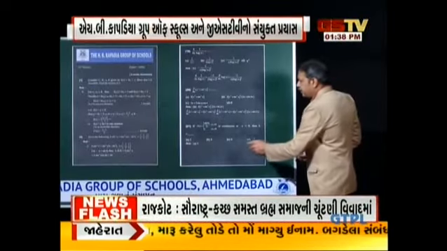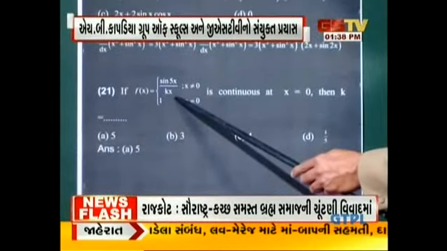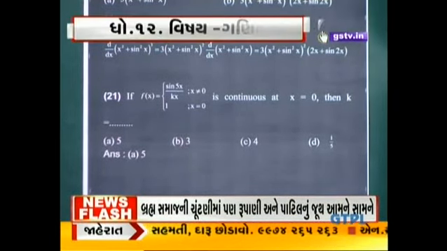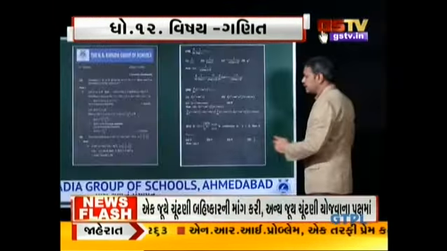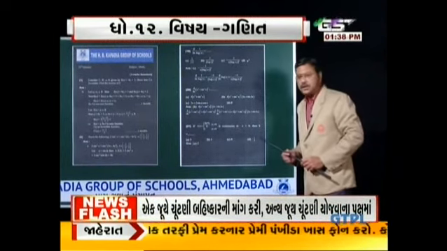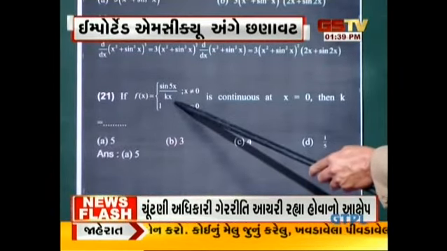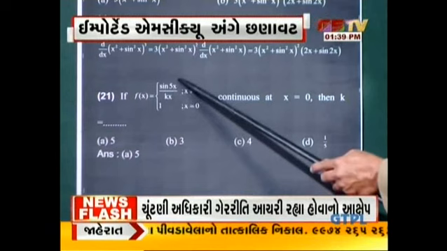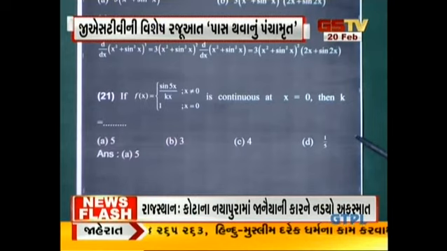Next question, if f of x is equals to sin 5x upon kx is a continuous function for x is equal to 0 value, find the value of k. If you remember student, the result for limit x tends to 0, sin x upon x is equals to 1. So limit sin 5x upon, if we take here 5x, then we get the answer 1. So the direct answer from the question, k is equals to 5. So option A, 5 is the correct answer.